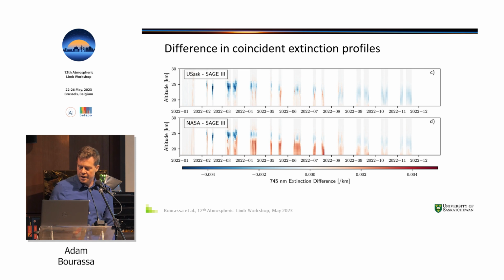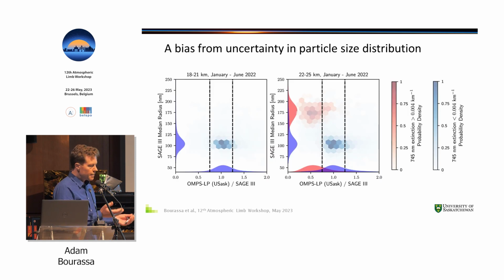And we think that's due to the particle size assumption. We're not allowing the particles to change in the retrieval. Travis showed us that the particles get quite big, and that's causing a systematic error. So we looked into this a little bit. What we're showing here, these are kind of complicated plots, but on this axis is the ratio between ALMS and SAGE. This is the ALMS-USASK product.